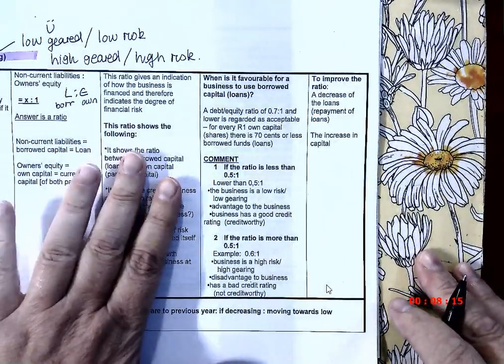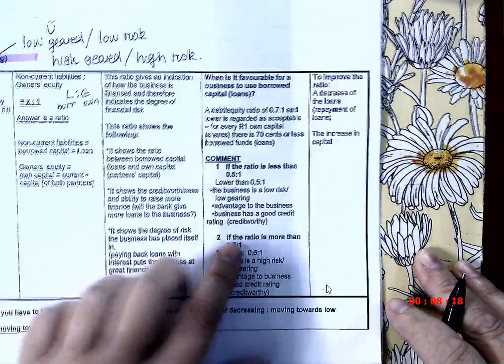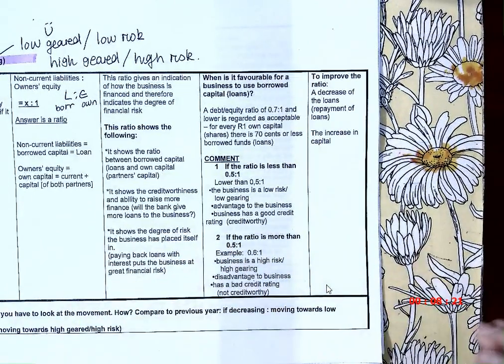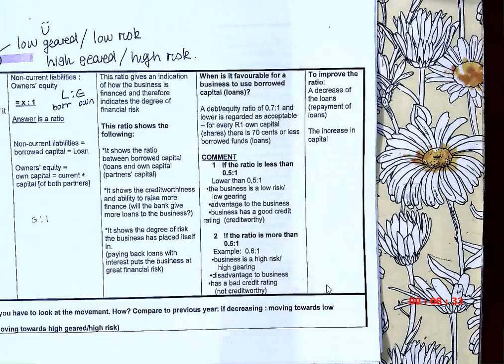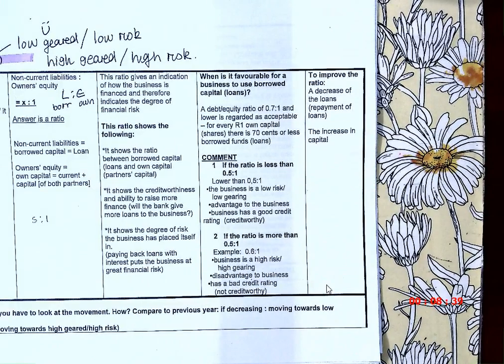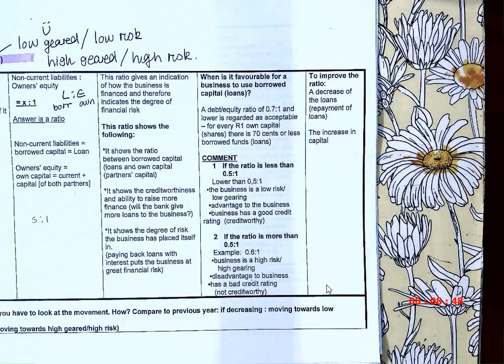So this thing is not true in real life. In real life, it depends on the type of business you have. Because a mining company, for instance, is still seen as low geared if they're 5 to 1, meaning 5 rand borrowed for every 1 rand owned. So in my mind, that just looks really bad. But if you think about a mine, to start a mine, you need a very big capital outlay. You need a lot of money because you need extremely expensive machinery.